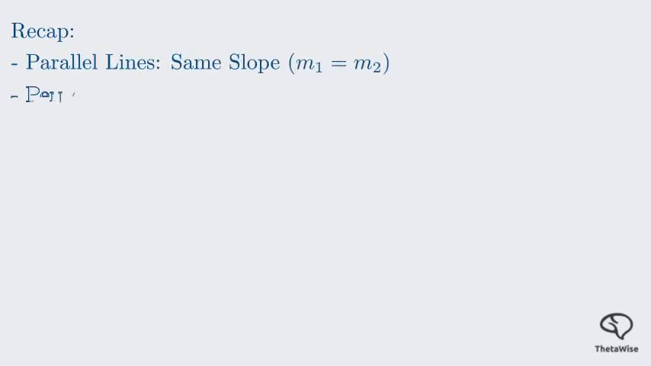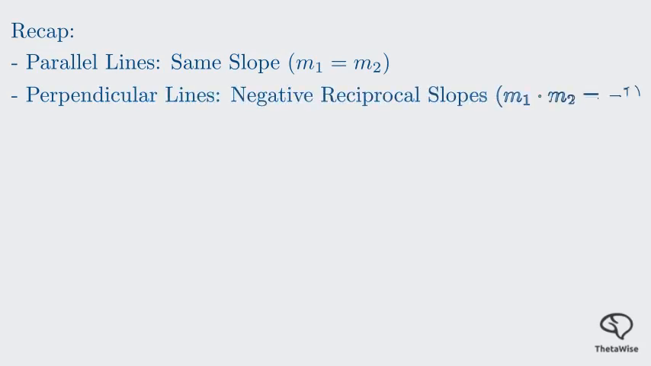Let's recap what we've learned today. We started by reviewing slope, the measure of a line's steepness. We then learned that parallel lines have the exact same slope, while perpendicular lines have slopes that are negative reciprocals of each other, meaning their product is negative 1. Finally, we saw how to use the point-slope form to write the equation of a new line that is parallel or perpendicular to a given line and passes through a specific point.